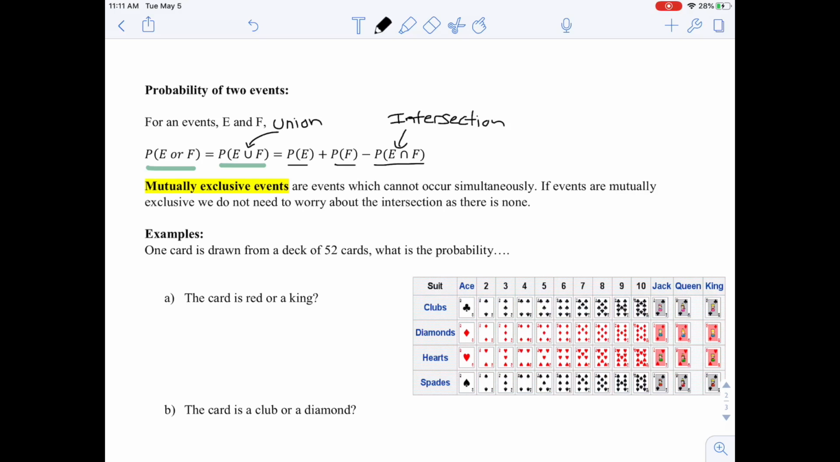Now, we may run into some events that are called mutually exclusive events. These are events that cannot occur at the same time. If events are mutually exclusive, we do not need to worry about the intersection as there is none. So if I'm talking about rolling a die, and my events are rolling a 1 and rolling an even number, well, there's no way to roll a 1 and an even number at the same time. So their intersection would have nothing there.